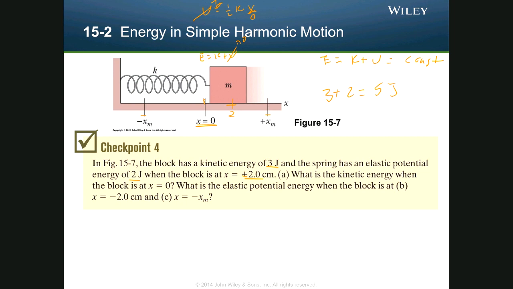And then let's see. What is the elastic potential energy at x equals -2 centimeters? And at c, x equals minus x_m. So c is the easy one, because at minus x_m, we know that K will equal 0. So U must equal 5 joules.